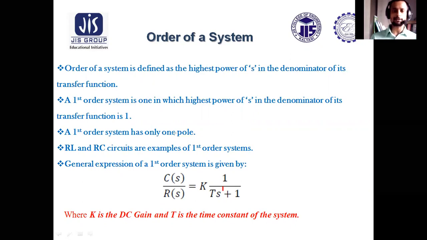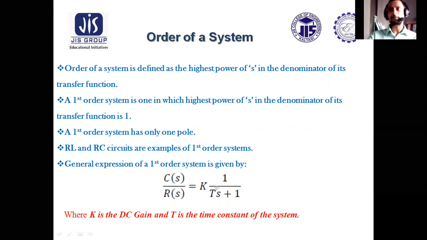Now the first order system should only have one pole. RL and RC circuits are examples of first order systems, and first order systems are generally expressed by this expression. C(s) by R(s), the transfer function, equals K into 1 by (sT plus 1), where K is the gain of the system, the DC gain, and T is the time constant of the system. So what is DC gain? What's the effect of DC gain on system response? What is the time constant? All those we'll be discussing in the next few slides.